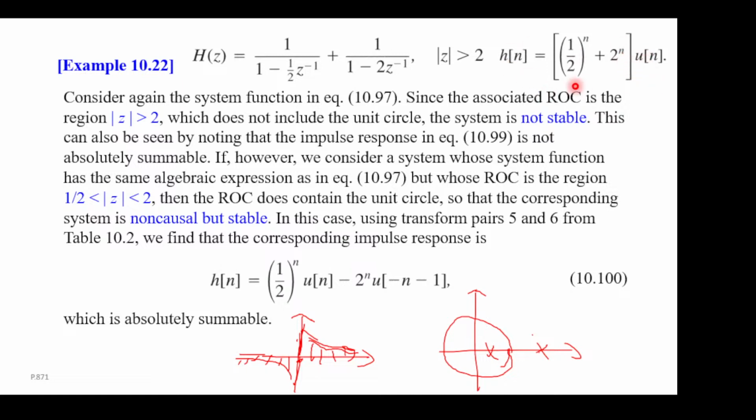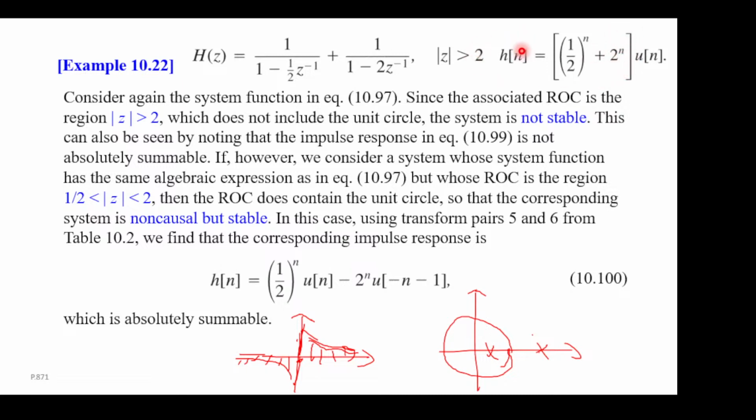This has 3 different possible ROCs, right? Although here we already picked an ROC. The rightmost ROC, z bigger than 2, obviously doesn't include the z equal to 1 circle, so this is not stable, although it is causal. Okay, as we checked before. We can also see that from the 2 to the n factor here. 2 to the n is an exponentially increasing function, and if you sum this from 0 to infinity, it will diverge. So this is not a stable h of n.